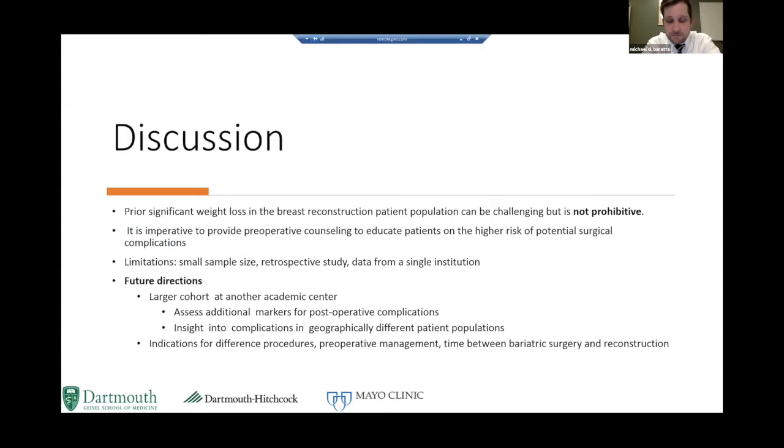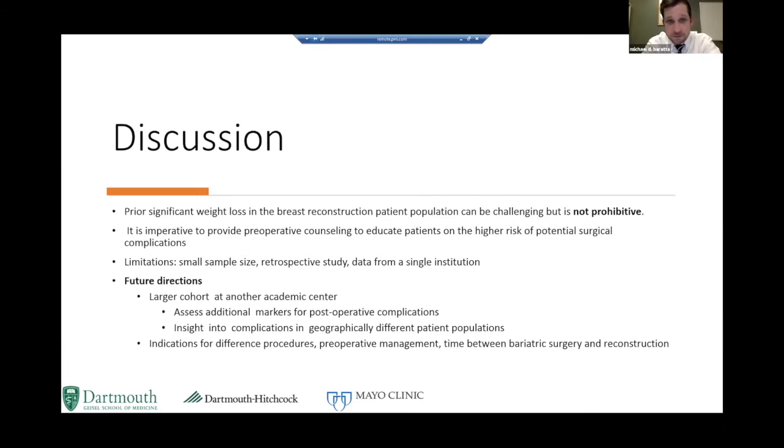We believe that from our small study, prior significant weight loss in the breast reconstruction patient population can be very challenging. Our outcomes showed a high complication rate. We're not sure that it's prohibitive, though, and we think that it's imperative that we provide preoperative counseling to these patients and educate them that there could be a potential higher risk of surgical complications post-op, and this may be due to the weight loss that they had, their nutritional status, other comorbidities. Limitations to our study included a very small sample size. It was a retrospective review.